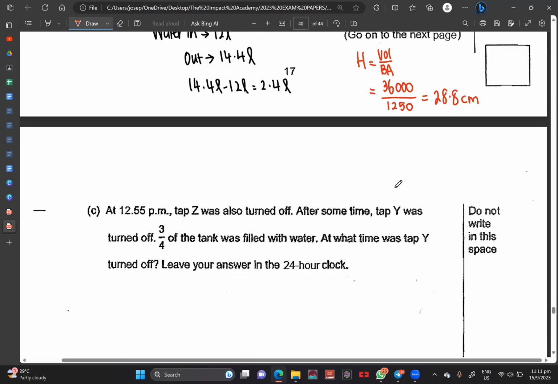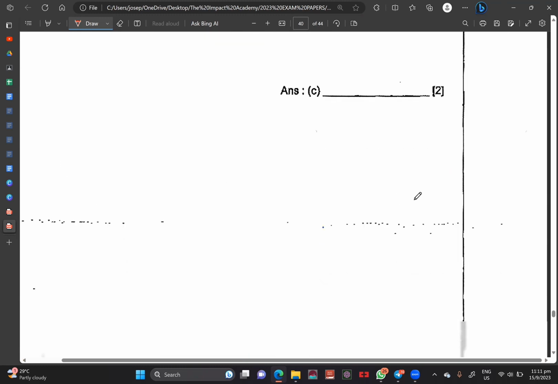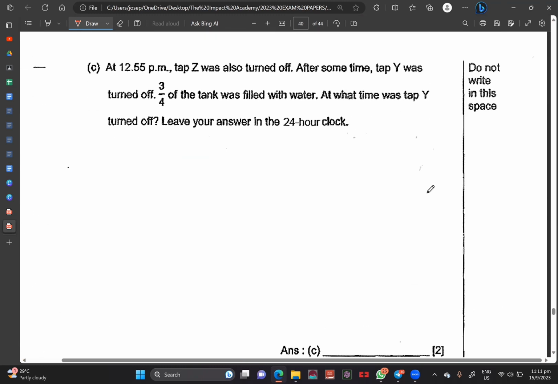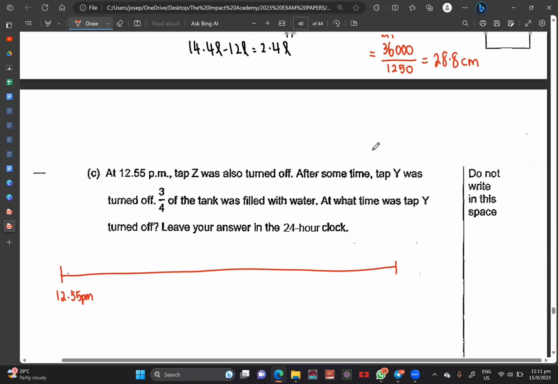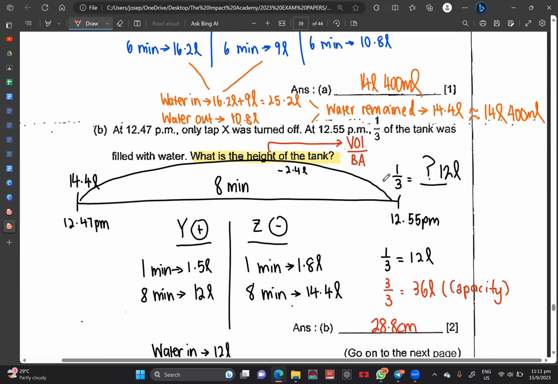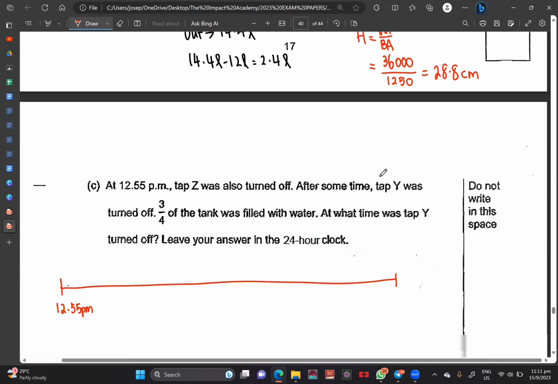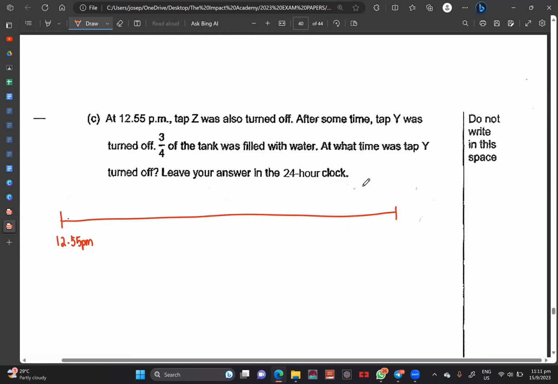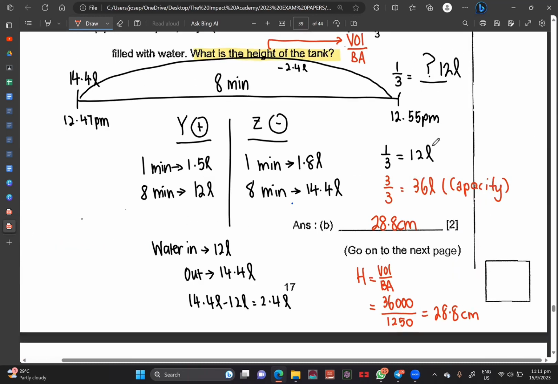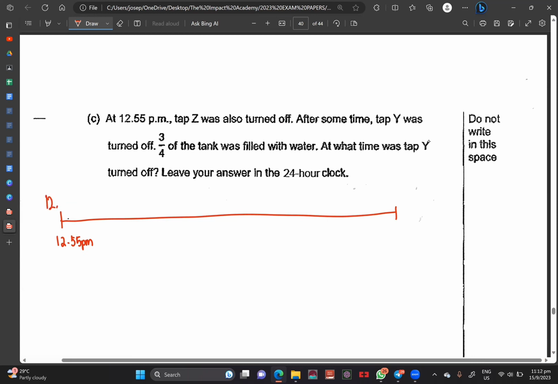Now, of course, we want to complete C, because C is 2 marks. So now at 12:55 p.m., write down your timeline again, same thing. What happens? They switch off tank Z, and that is amazing, because now no water is going out. So now what I want you to do first is this: understand that at 12:55 p.m., I have 12 liters of water. So 12 liters of water is over here.